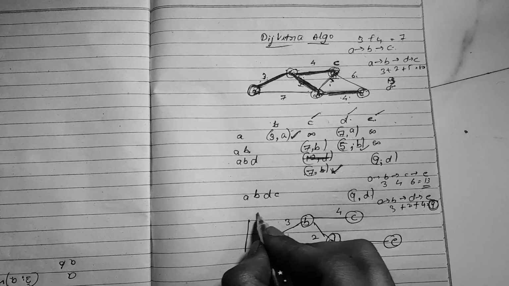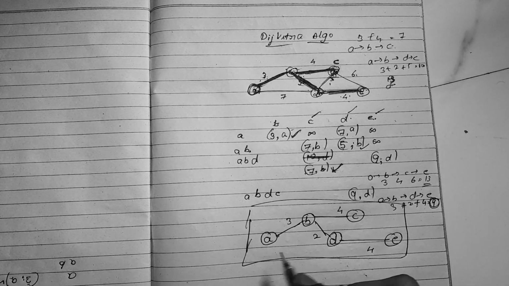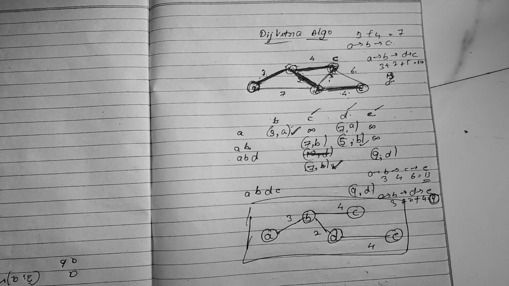This is the complete solution. This is the shortest path from source to all the other vertexes. I will do many examples in the upcoming videos.